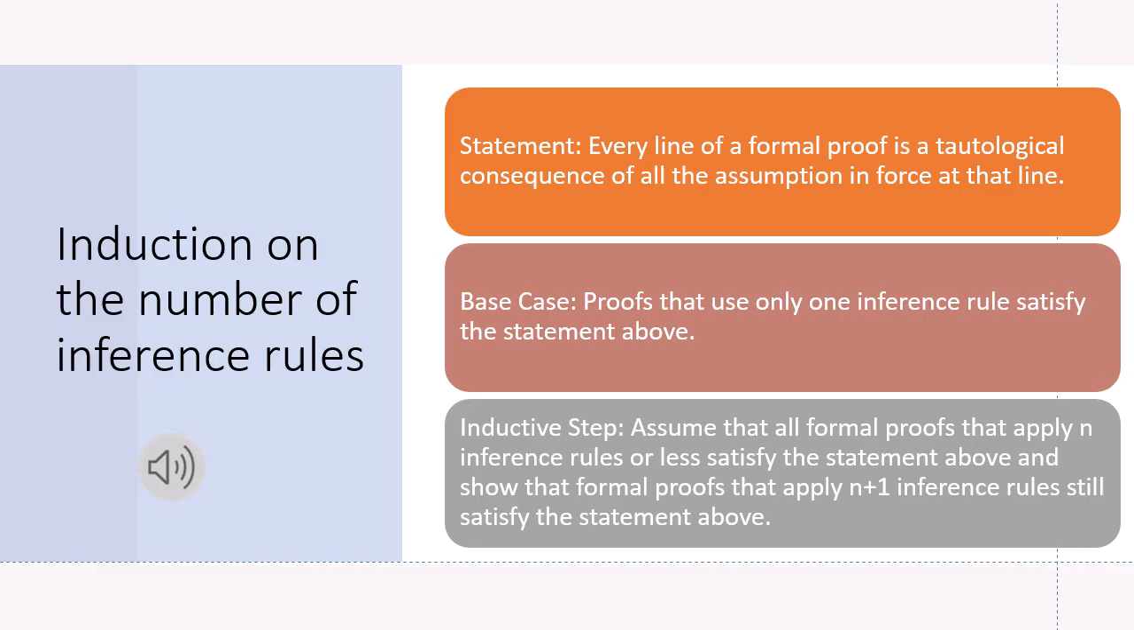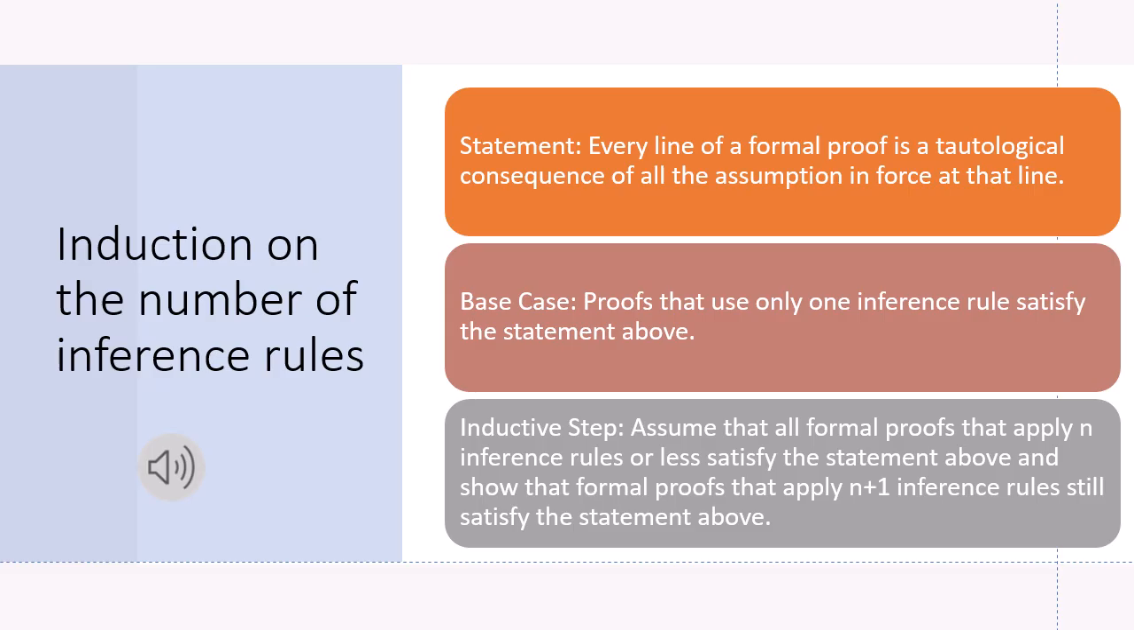What about proofs that have more than one inference rule? Well, we'll take care of those in the inductive step. Now, in the inductive step, we'll first assume that all formal proofs that apply n inference rules or less satisfy the statement above. In other words, that every line of their proof is a tautological consequence of the assumptions in force at that line. And then we'll use that assumption to show that formal proofs that apply n plus one inference rules, in other words, one more inference rule, still satisfy the same statement above.